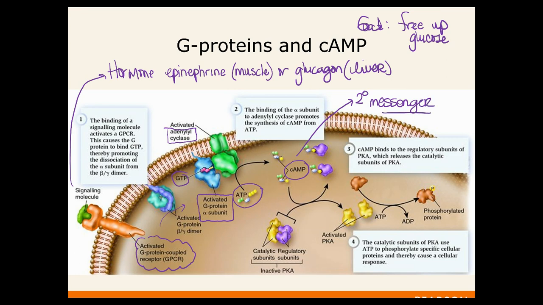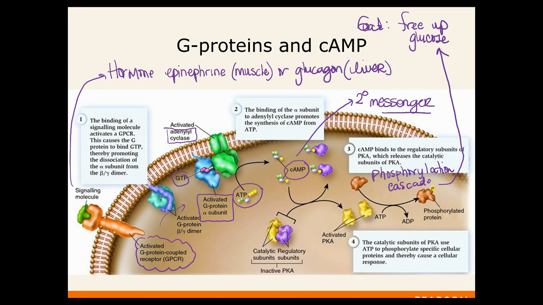And what does the secondary messenger do? It's going to create what's called a phosphorylation cascade. And so this last part of this diagram is what's called a phosphorylation cascade. Ultimately, at the end of that cascade, glucose is going to get freed up.